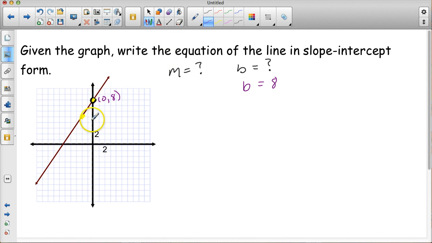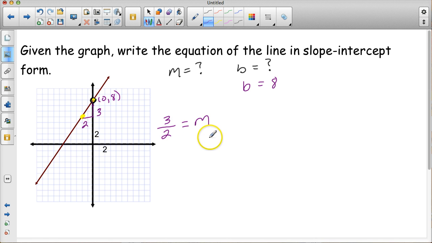So I either need to check what that point is, or I can count. I can start at my (0, 8), go down 1, 2, 3, and over 1, 2. So I changed 3 over 2. My rise was 3. My run was 2. My slope rises from left to right. It increases as I go from the left to the right. That means my slope is positive, so 3 over 2 equals m.